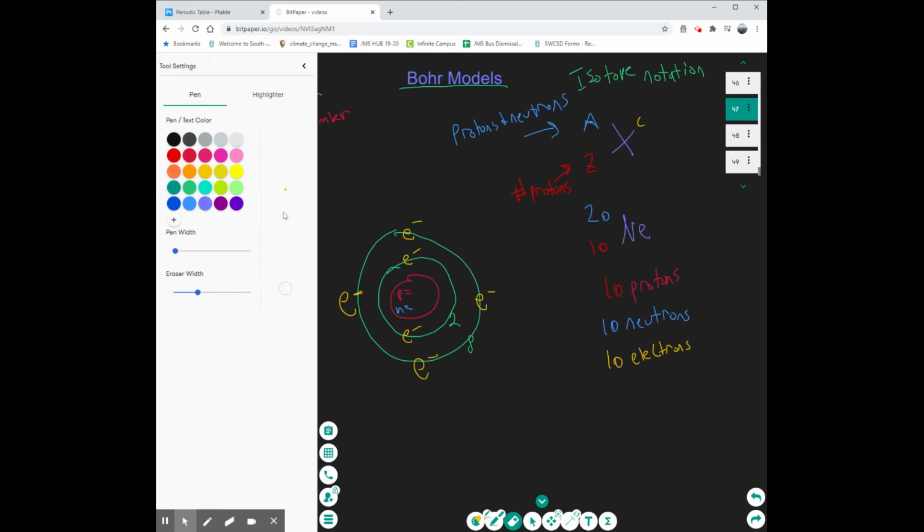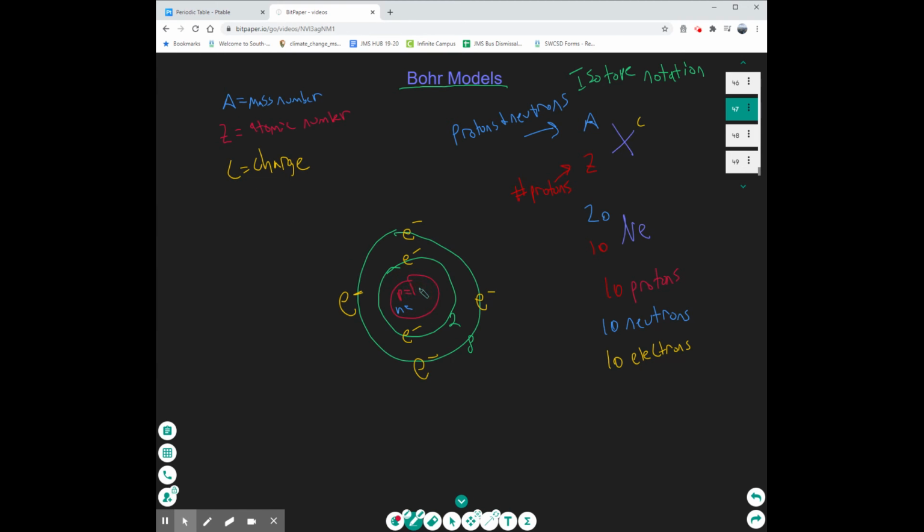So all we need to do to make the neon nucleus or the neon atom, the Bohr model, is we need to just add what we need to add to it, right? So we know that it has to have two energy shells. And we know that it's going to have 8 electrons in the outer layer to have a full shell and 2 electrons in the inner layer to have a full shell.